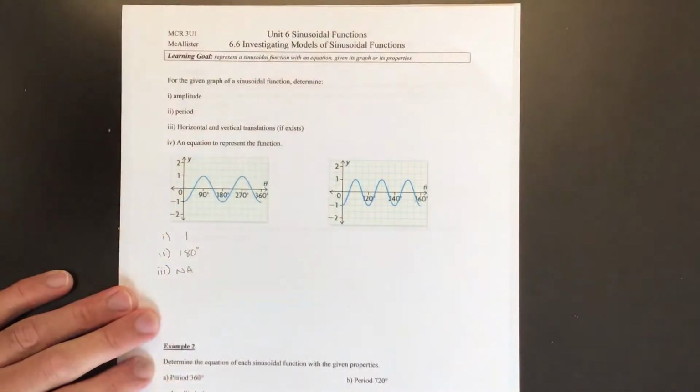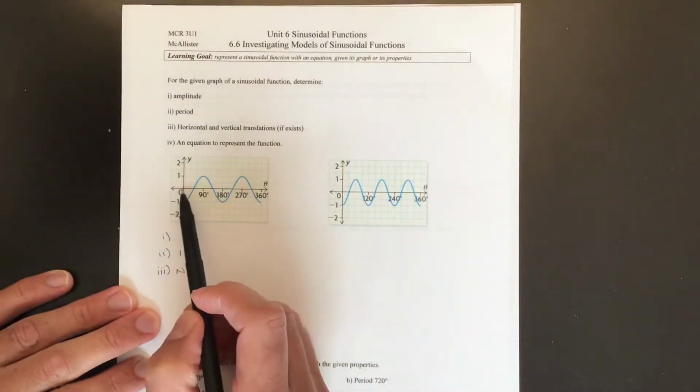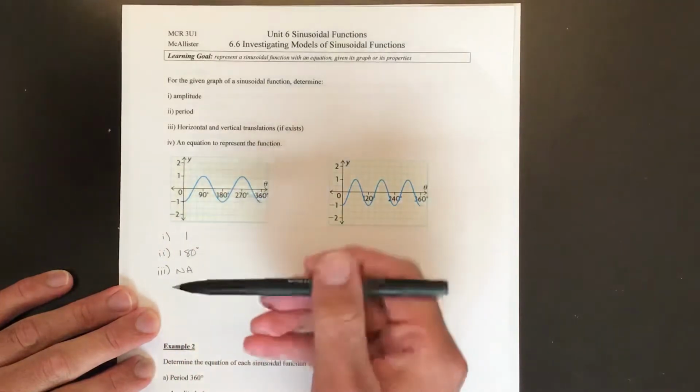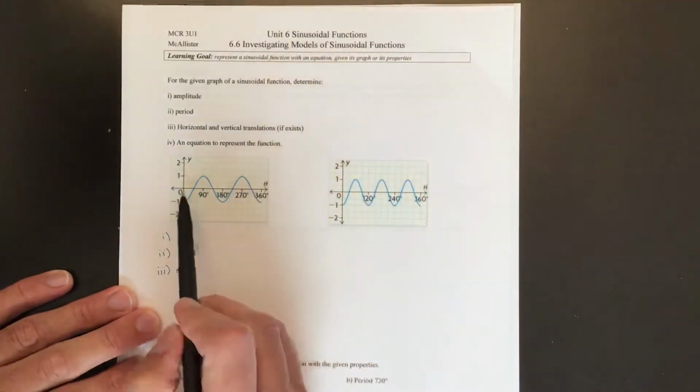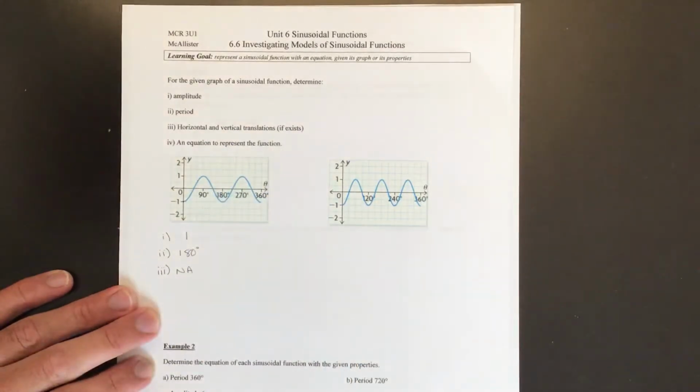So because I'm starting at the y-axis, there is no phase shift, so we can put NA for phase shift. There's no vertical translation either, because the middle of my graph sits on the x-axis, right? Nothing's shifted up or shifted down. The middle of my graph sits on the x-axis. There is no vertical translation either.